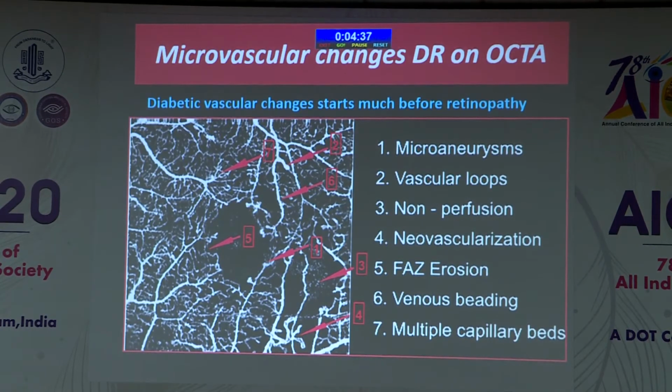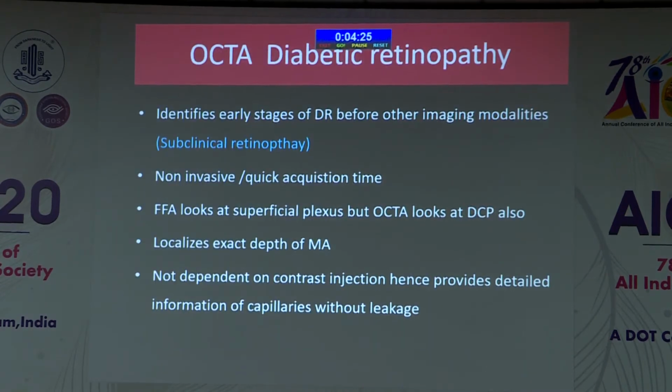As shown in the picture, most of the pathological changes, starting from microaneurysms up to the loss of capillary non-perfusion, neovascularization, vascular loops, most of these things can be picked up on OCT angiography. It identifies diabetic retinopathy in the subclinical stage. As I said, it is non-invasive.